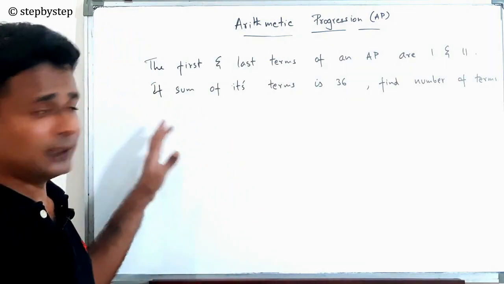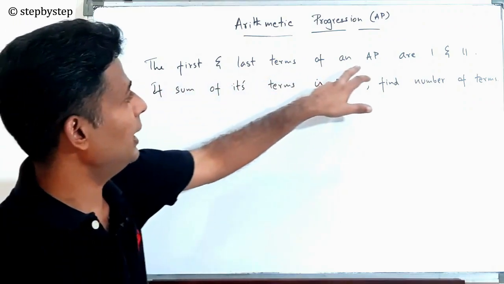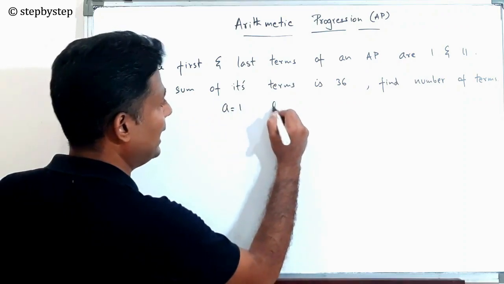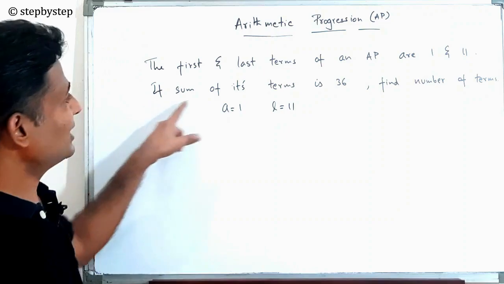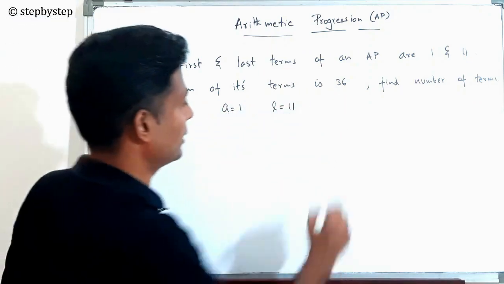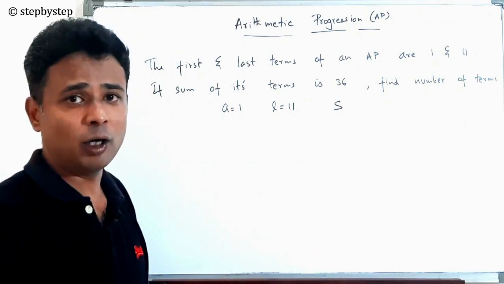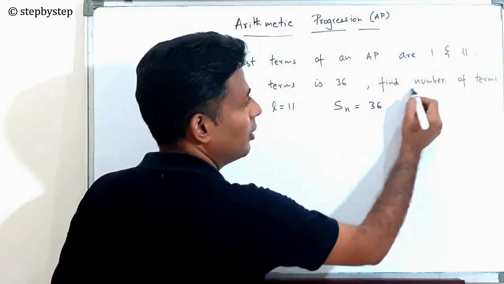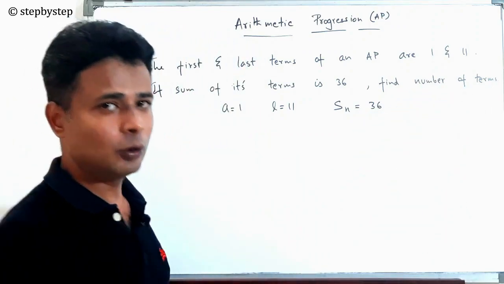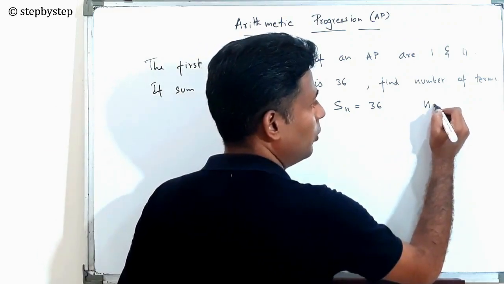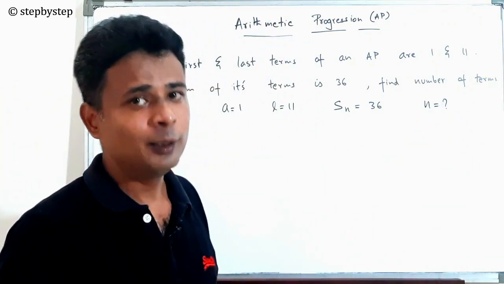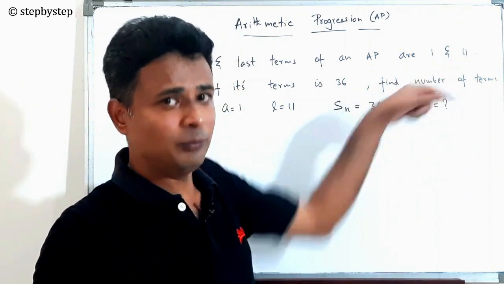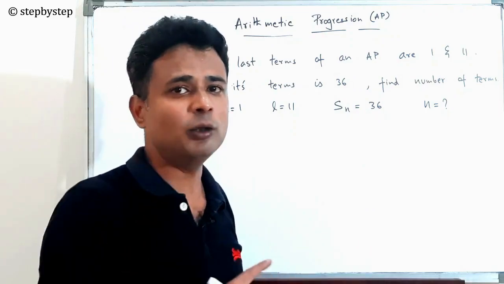Alright, now the question is, the first and last terms of an AP are 1 and 11, which means they have given us a, that is the first term, and the last term. If the sum of its terms is 36, so they have not told us the sum of how many terms, S_n is 36, find the number of terms. So when they ask us to find the number of terms, what do we need? We need to find n. Remember from the previous module, if you knew the n value for the last term, you could find the number of terms. But we cannot use that formula. Why?